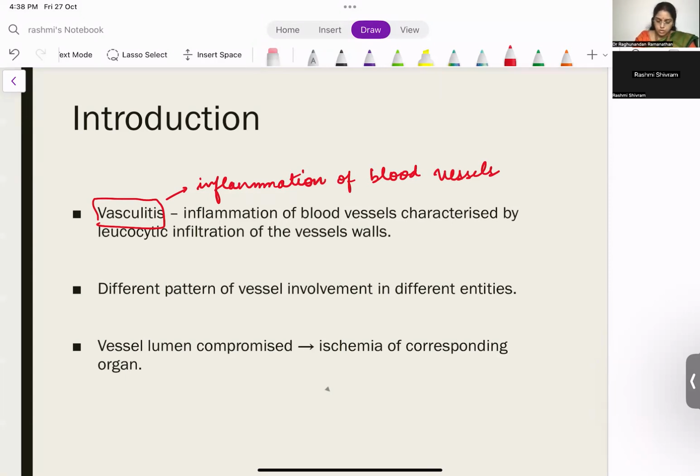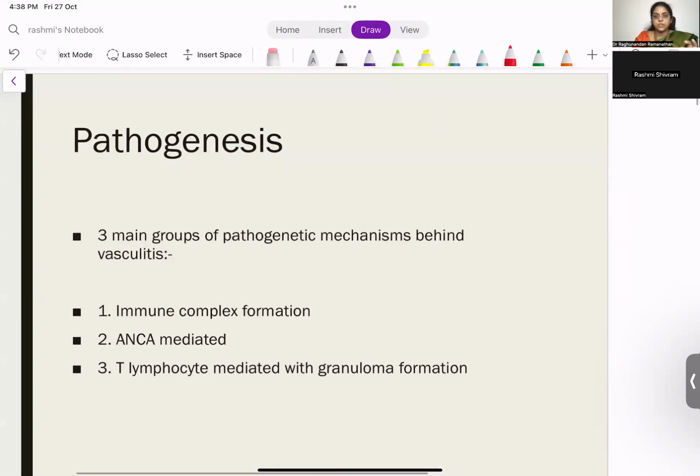Okay, let's move on. First of all, we'll discuss the pathogenesis. Based on that, we classify, and then we go on to the vessel wall type, what kind of vessels are involved. That will be the next classification. Before we go into the pathogenesis, we need to know that three main important pathogenic mechanisms are active here. Any of these can be active to actually cause the disease process.